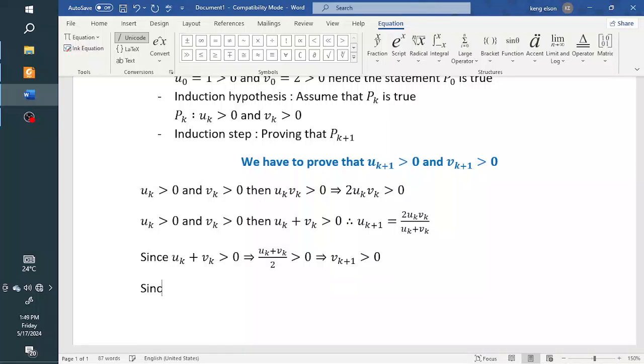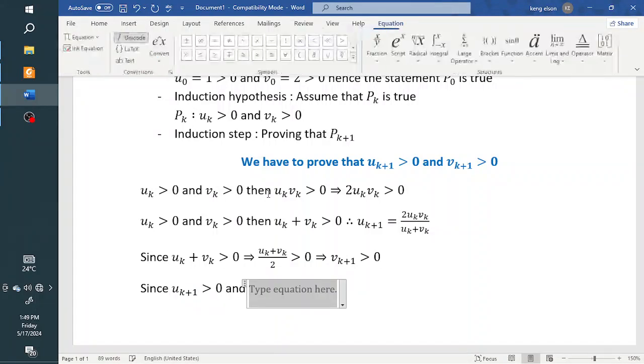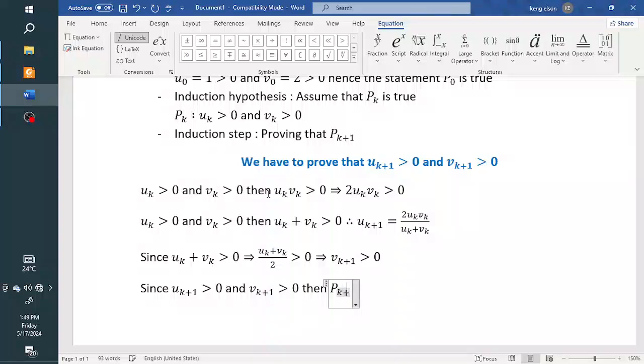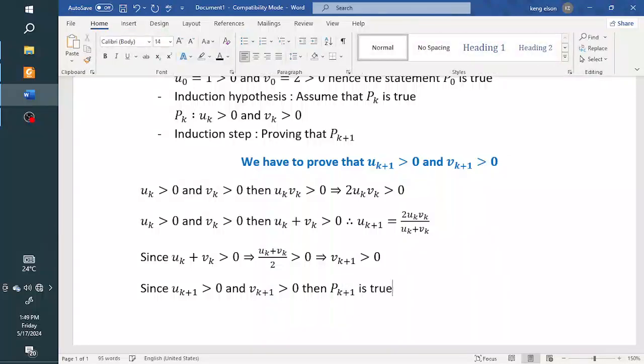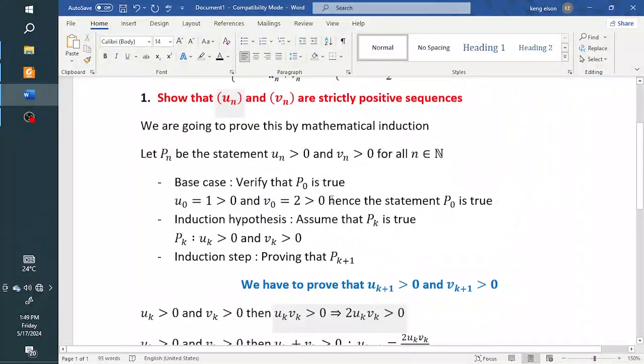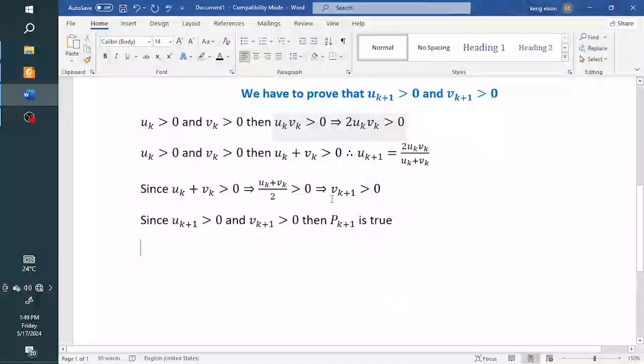So since u_{k+1} is positive and v_{k+1} is also positive, then the statement P(k+1) is true, and then we have completed the proof by induction. So that is it. Alright, if there is any question, the comment section is open for you. Let's go to the next question, number 2.